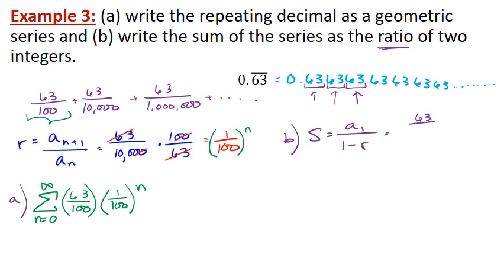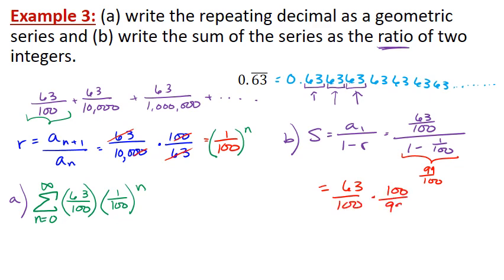Well, our first term is 63 over 100. And we will divide that by 1 minus 1 over 100. Well, this gives me 99 100ths. So if I'm dividing by 99 100ths, I have 63 over 100 times 100 over 99 by multiplying by the reciprocal. The 100s cancel. It gives me 63 over 99, and this can be reduced to 7 over 11.